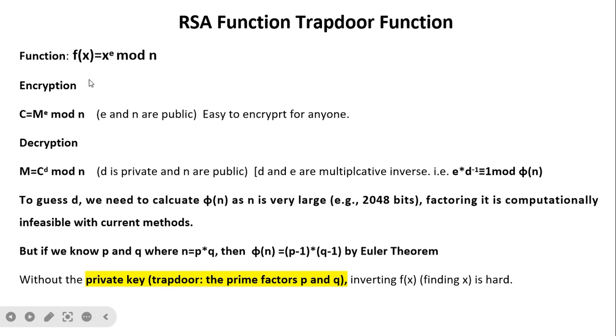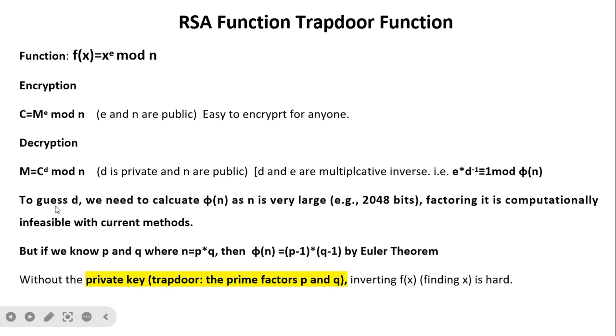Now in RSA, d and e are multiplicative inverses of each other, that is e times d is congruent to 1 mod phi of n. Now, this is a forward operation which is very easy, but if we want to reverse it, that is a reverse operation, and in this operation we should know d, and only then can we decrypt the message.